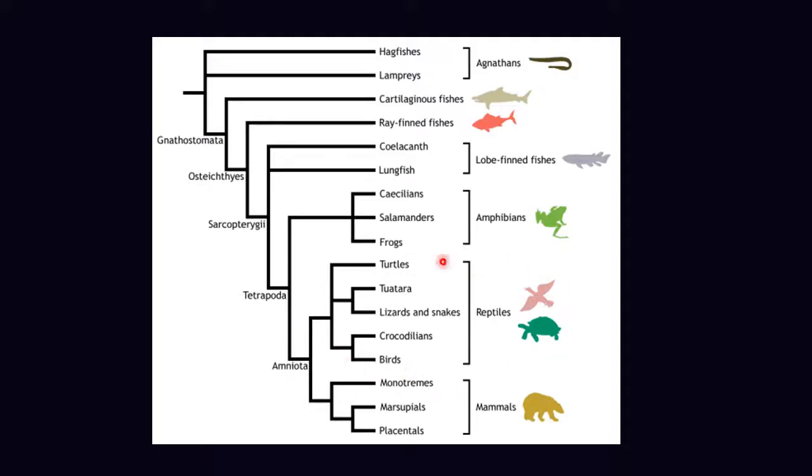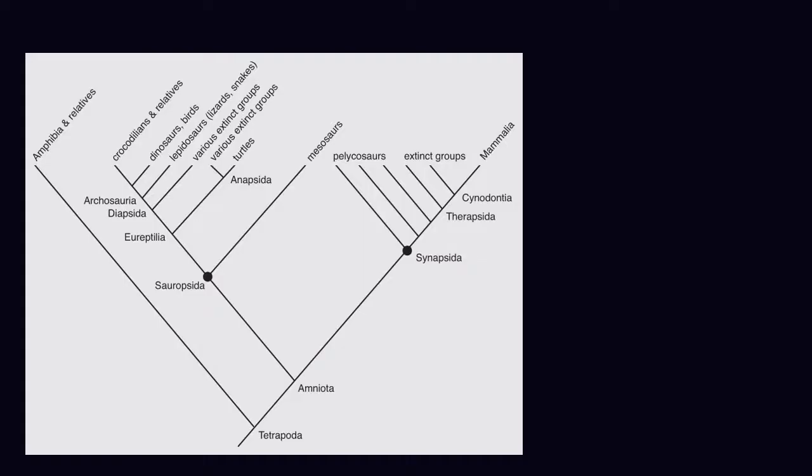So to get, this is a clade. Reptilia plus mammals makes amniota. We can say reptiles are the sister clade to mammals. And this is just another way of looking at it. It's kind of these extinct groups that we have. So this is the same tree as before for the most part.